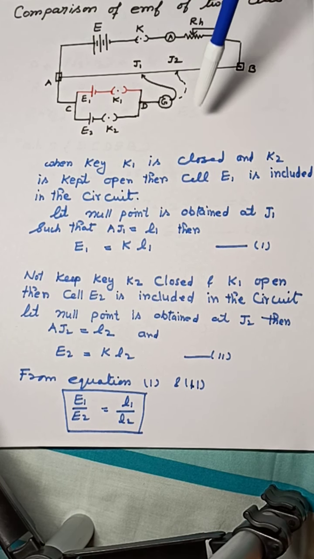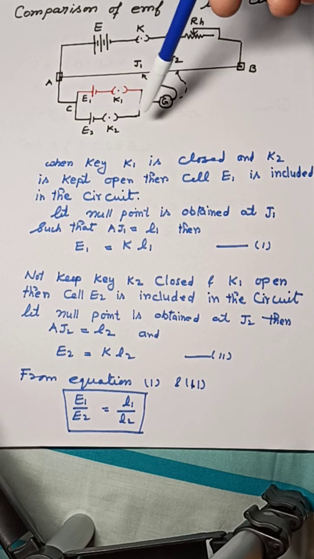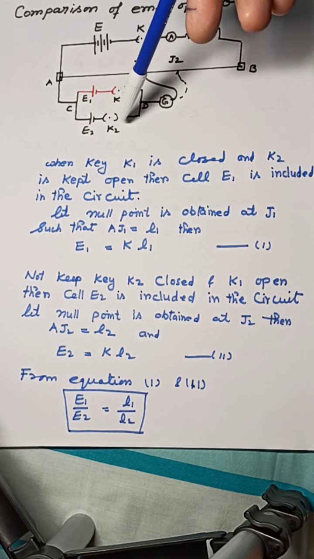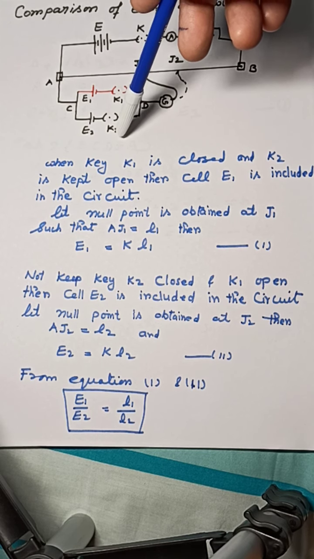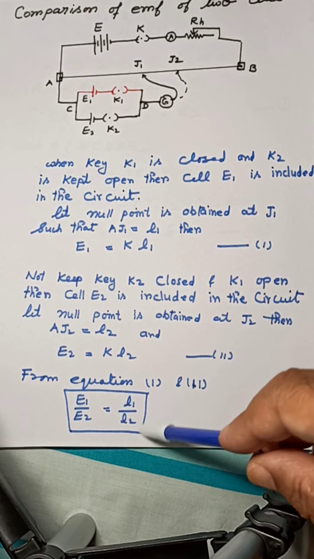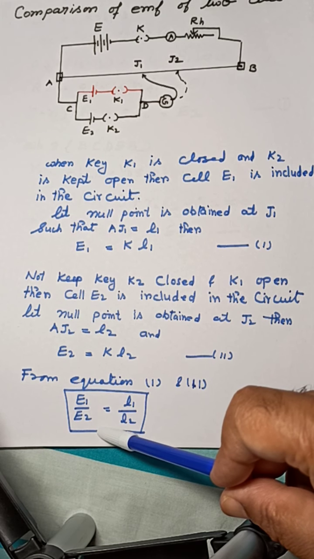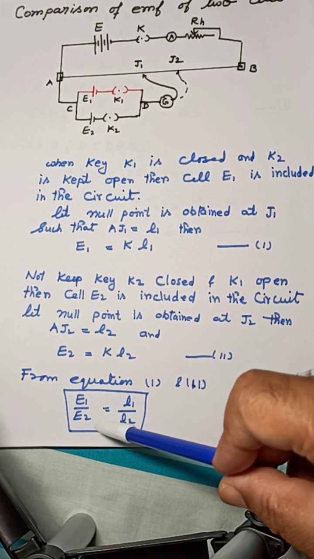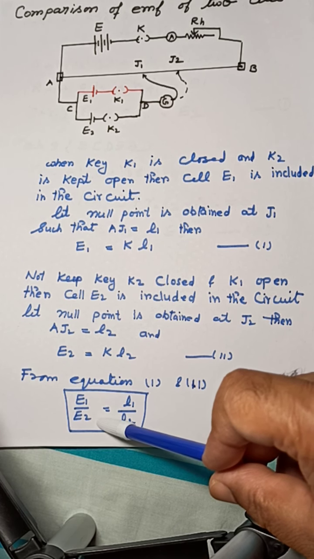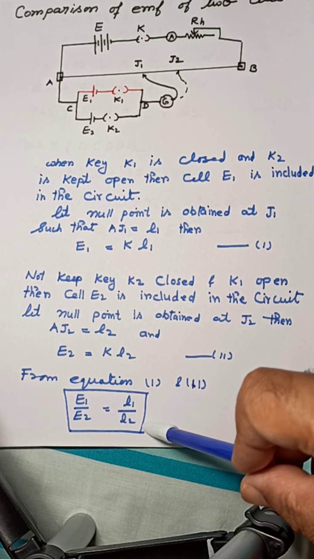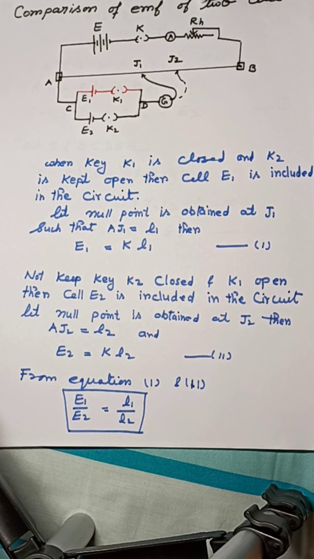However, in measuring the EMF, what we do is use one of the cells as a standard cell. Suppose E1 is the standard cell, then E1 is known to you, E2 is not known to you, then E2 will be E1 times L2 upon L1. The value of E2 is purely going to depend upon your accuracy in measurement of L1 and L2. Okay, this is the overall part of the circuit.